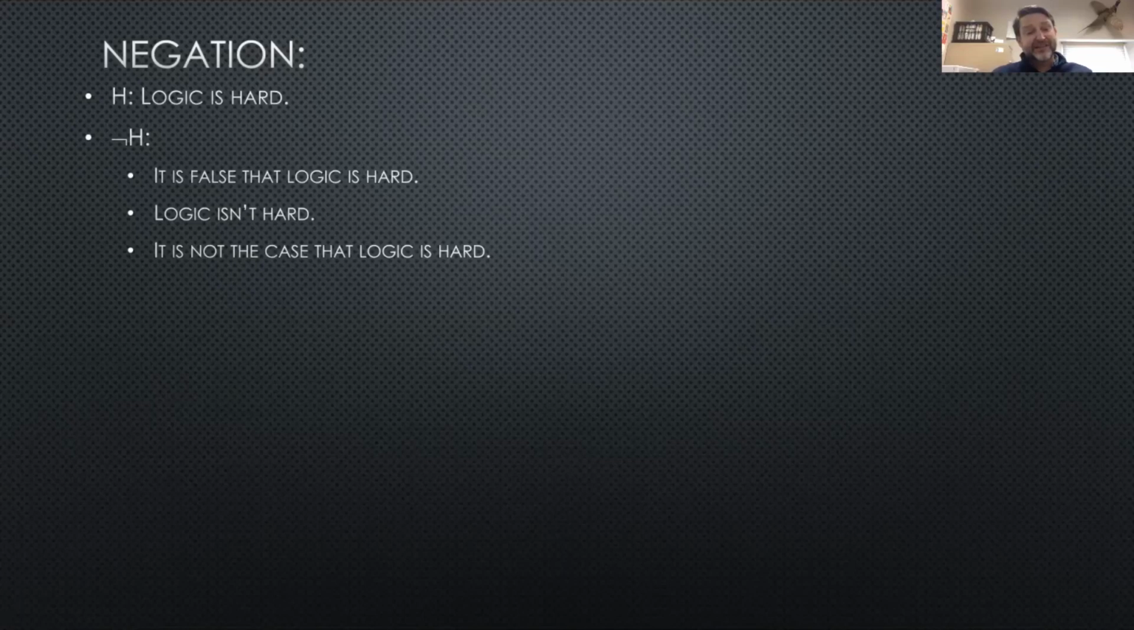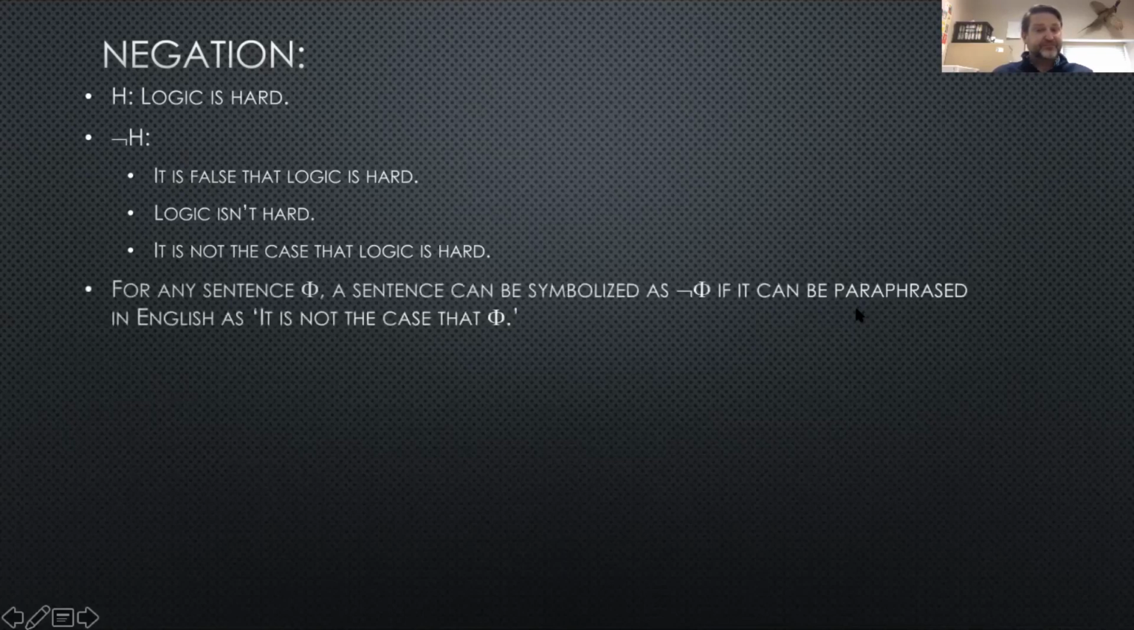So there are going to be instances where two English language sentences don't look like they're the same, but they actually have the same representation within sentential logic. Again, what we're interested in, in sentential logic, is truth functional equivalence. And so each of these sentences is true under all of the same instances. So we can symbolize them all using not H.